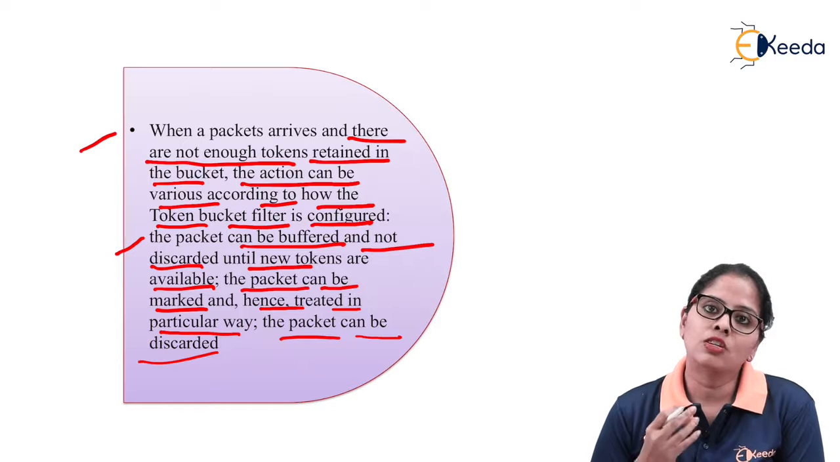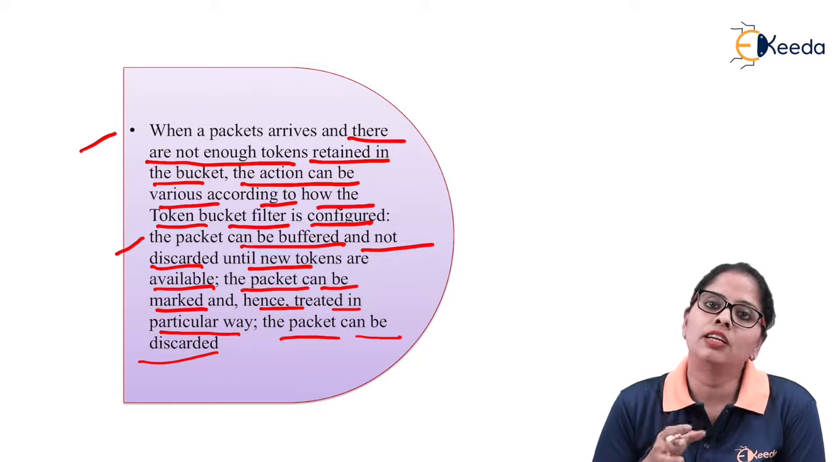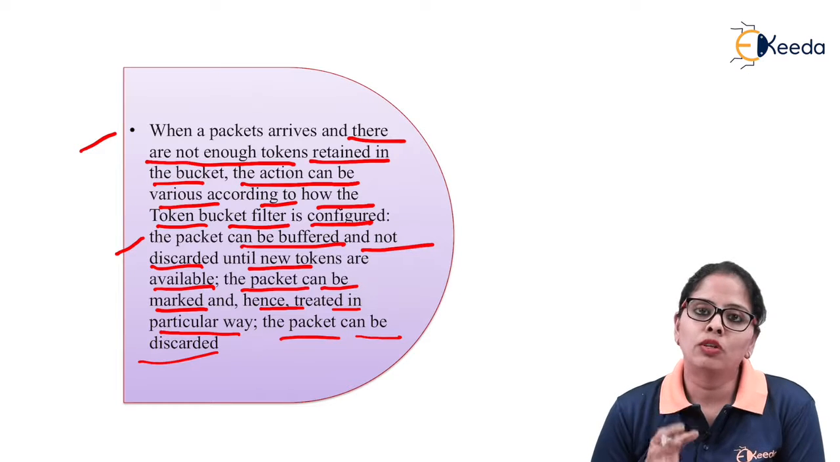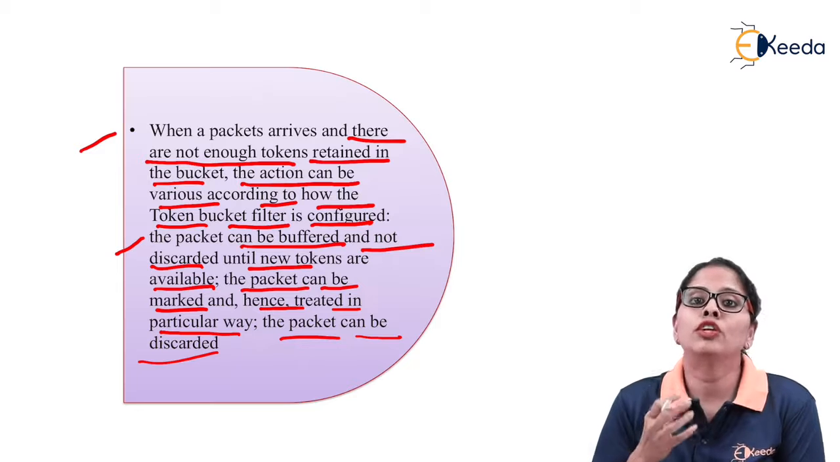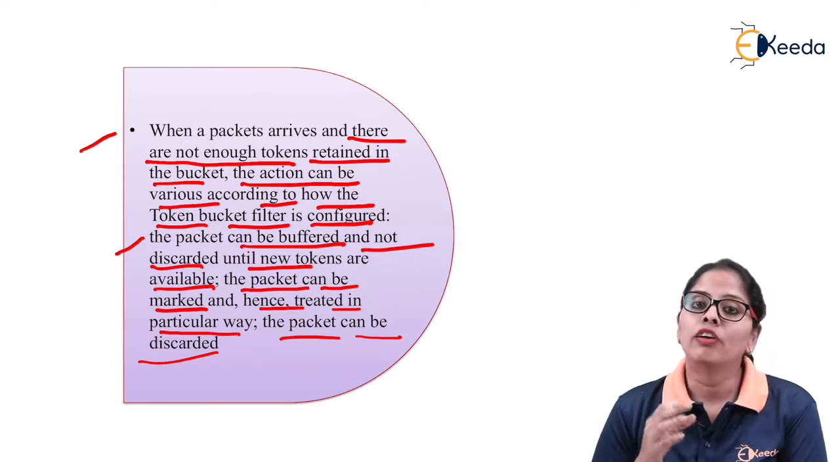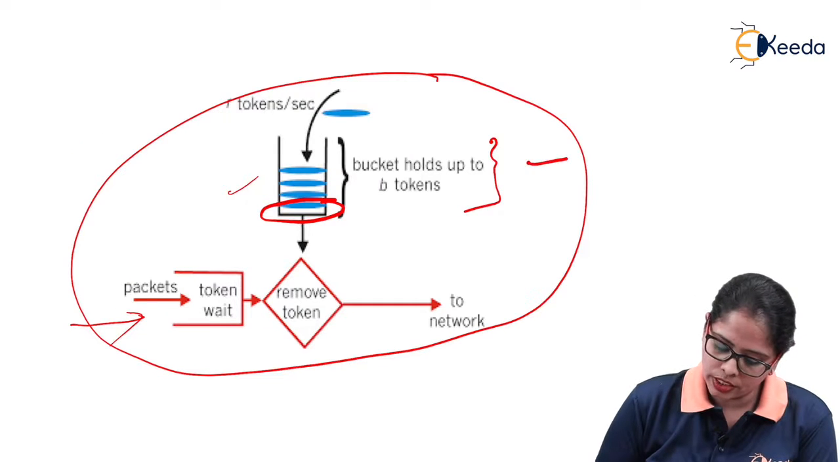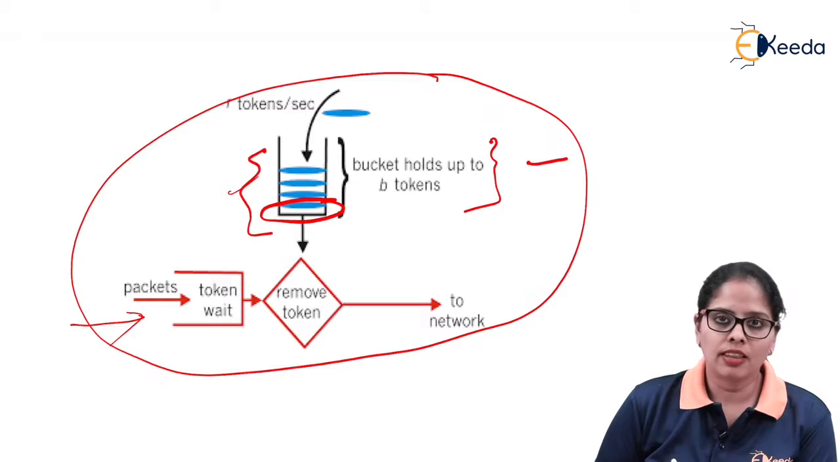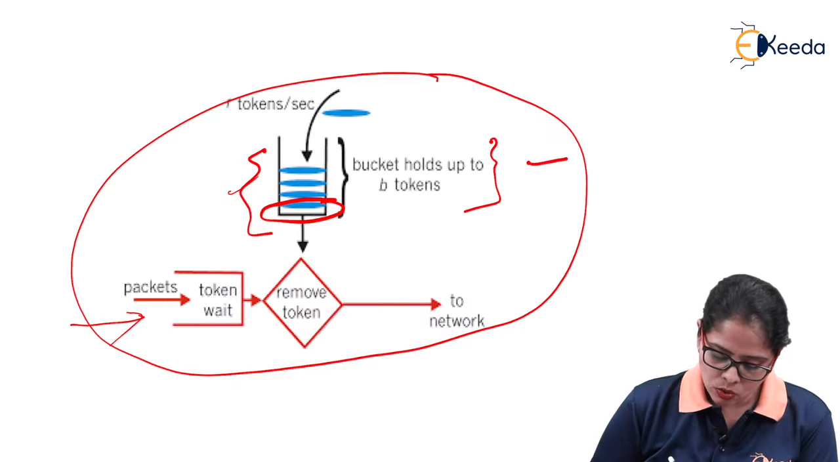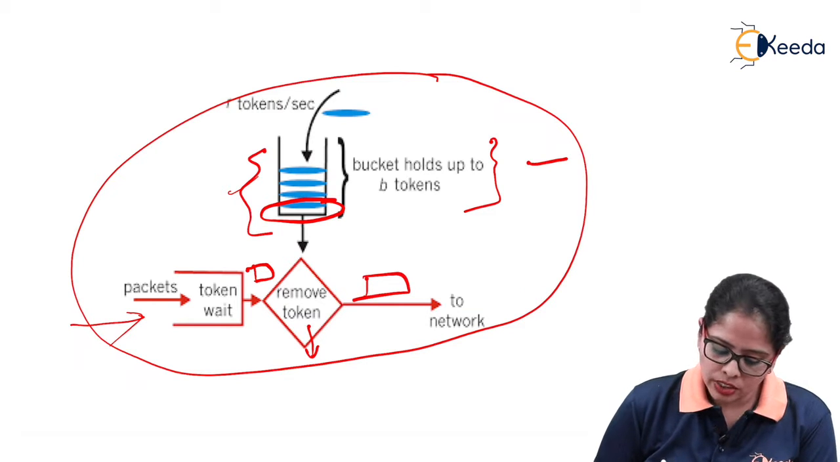For example, if there is no token, then discard the packet. If you put this policy, then it will work accordingly. And if you put the other policy, then it will wait for new tokens to come. It depends upon how you configured that token filter. So now this is my token filter. How many tokens are there? 4 tokens are there. Once a packet is gone, one token is removed and then the packet is forwarded. So with the help of this, you can send 4 packets.